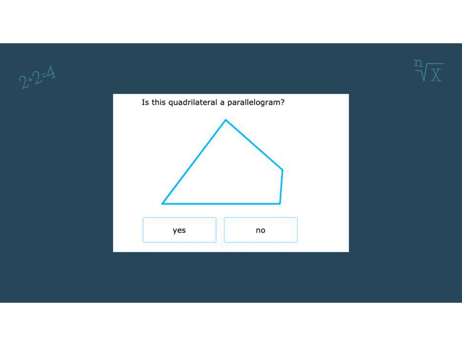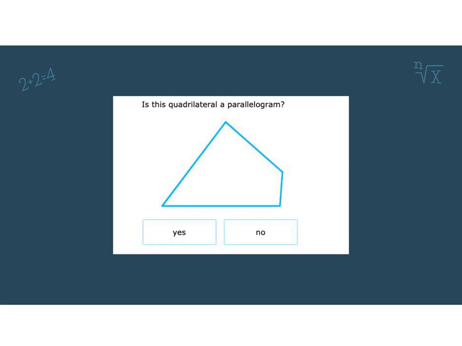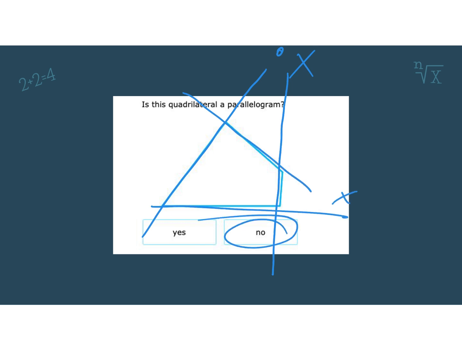All right, here we're answering the question, is this quadrilateral a parallelogram? If we remember, a parallelogram must have opposite sides that are parallel to each other. So I'm going to check my opposite sides. Is this side parallel to this side? Right here, I'm looking to see that they are going to cross, so it is not a parallelogram. It doesn't look like either pair of sides is parallel, so the answer here would be no.